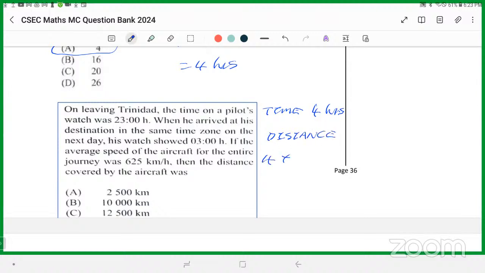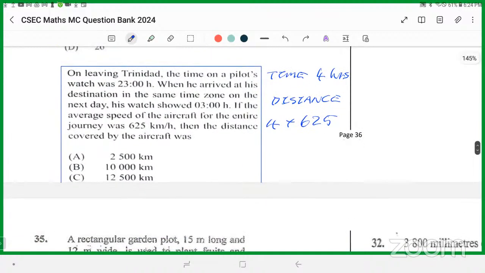4 times 625. He's doing 625 kilometers per hour. That means every hour he does 625. And so if he travels for 4 hours, then the total distance is 4 times 625. Which one of them is this? A is the answer now.